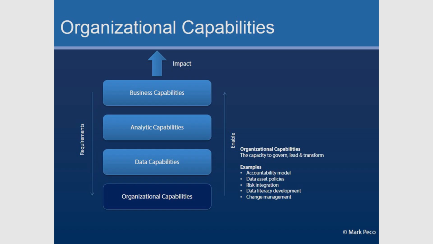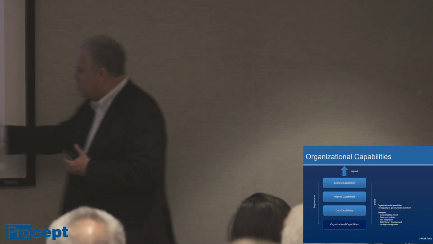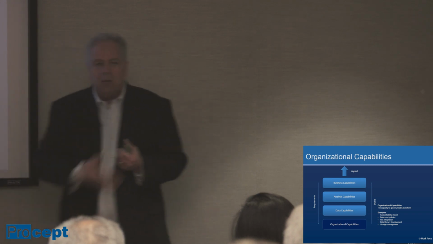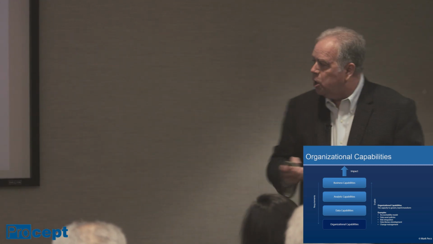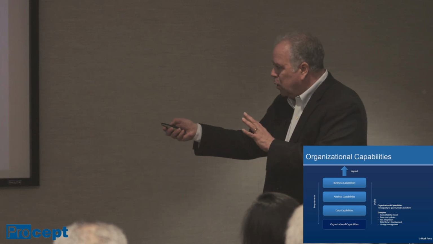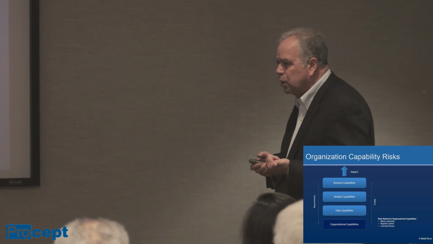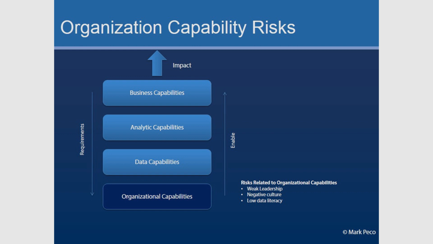So data literacy development becomes a big deal to make sure we can transform our behaviors. And change management obviously is a big deal because we're trying to transform how we behave, what we do, because these new insights are available. The risks here are that we have weak leadership, a negative culture, and low data literacy. So these become three key areas of risk that will hold us back.